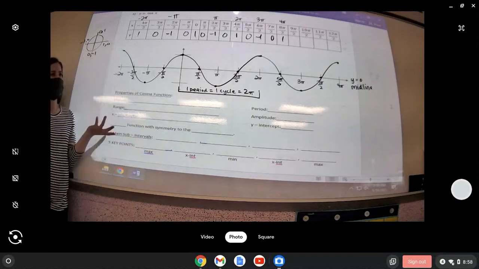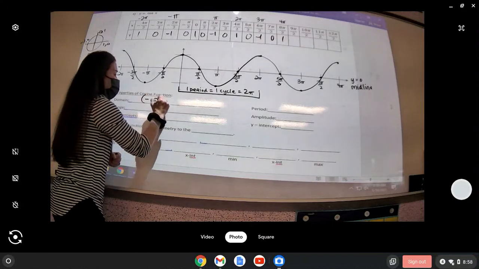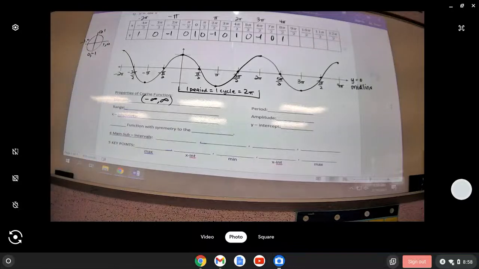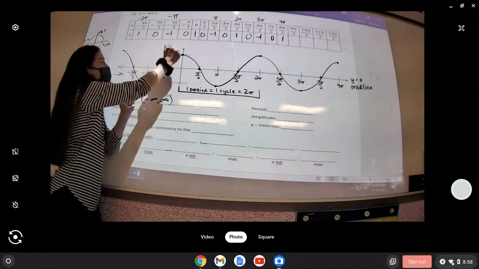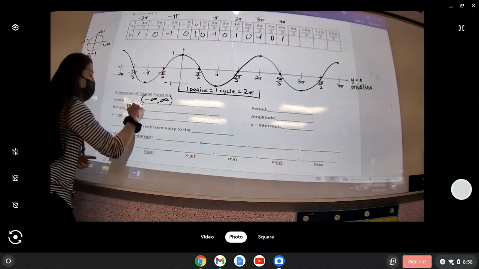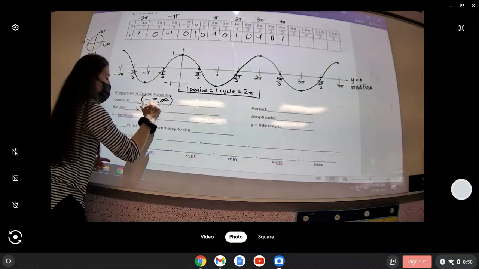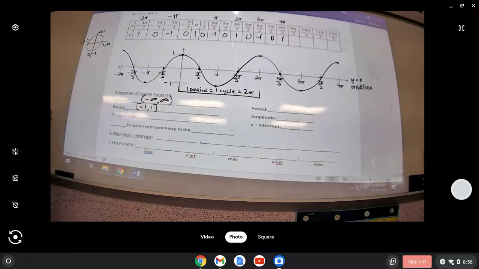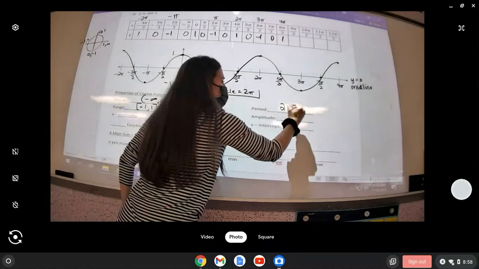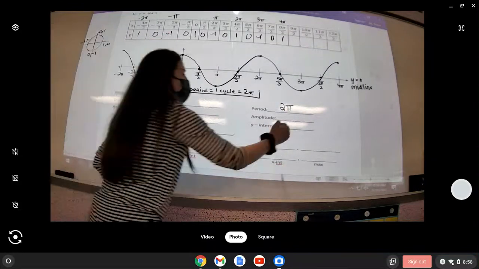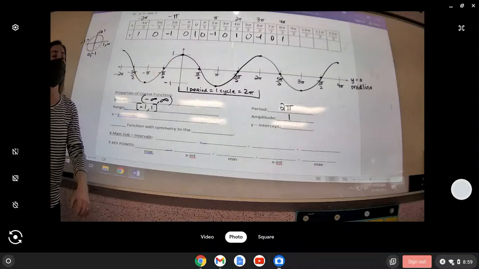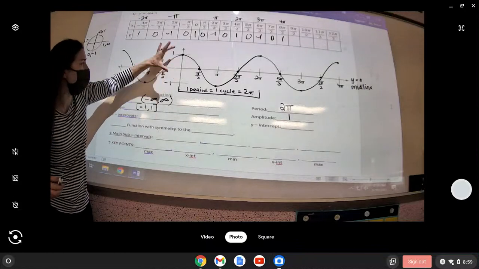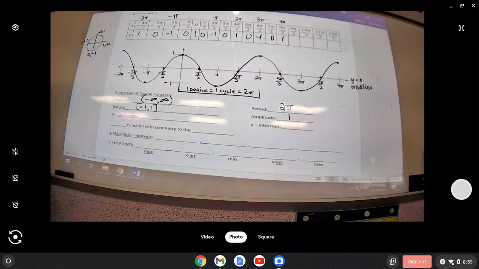All right, our domain. Guys, what angles can we plug in? Any angle we want. All real numbers. All real angles. My range: only what ratios come out. Again, the ratios live in between 1 and -1. My period is 2 pi radians, and my amplitude is 1. I went 1 up and 1 down from that midline. If I added this distance together from high to low, it's 2 units, cut in half. It's 1 unit.